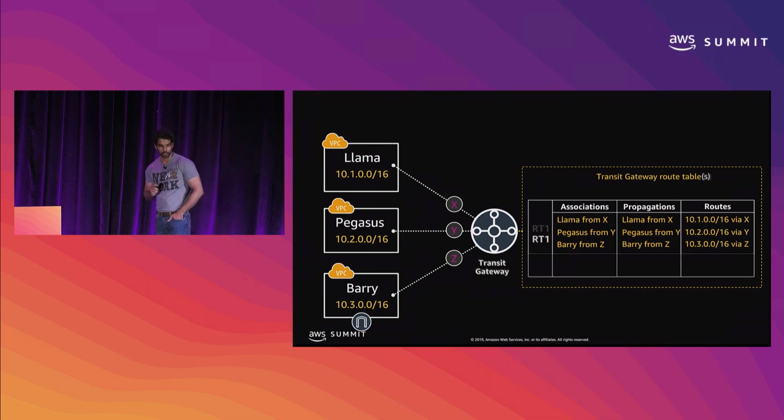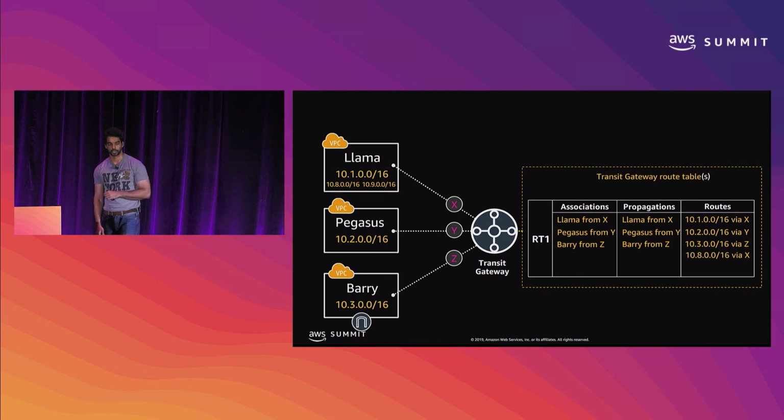Perfect. Now, I also mentioned that VPC CIDR ranges can expand. So here I had just one. What if I run out of IP addresses in Llama VPC and I add additional ones? What happens? Well, since dynamic propagation is enabled, automatically those routes make it to the Transit Gateway route table. So you see those routes got added.